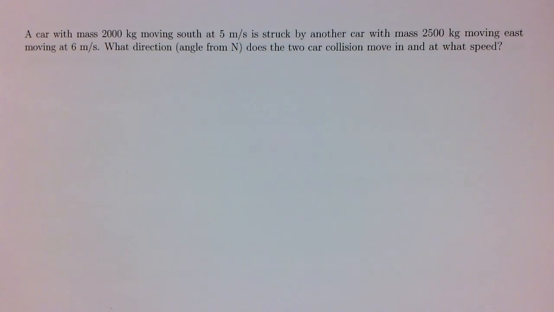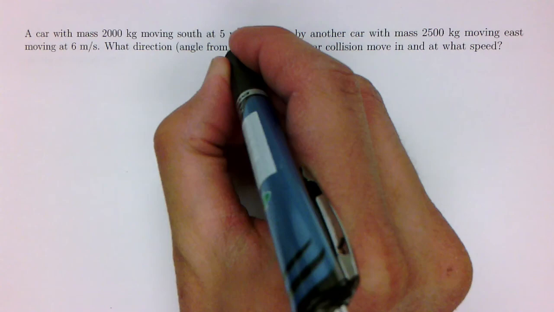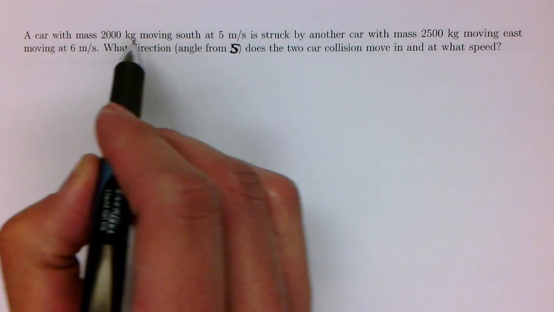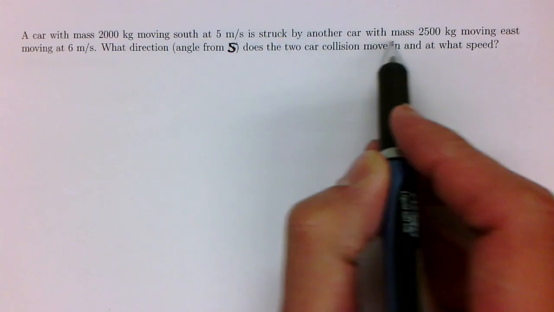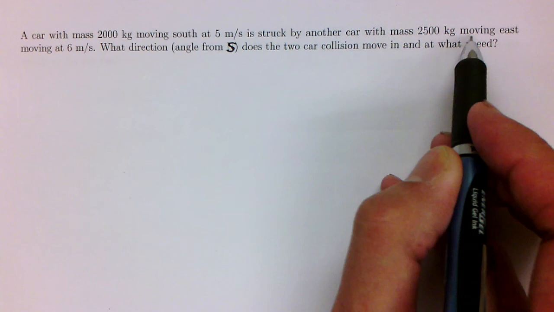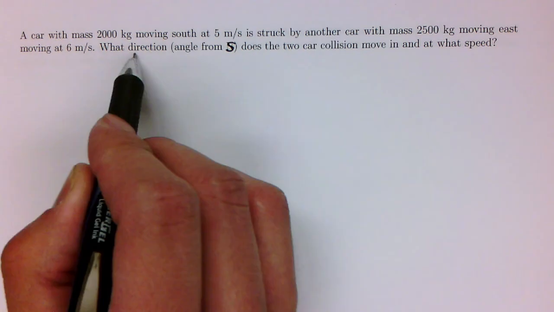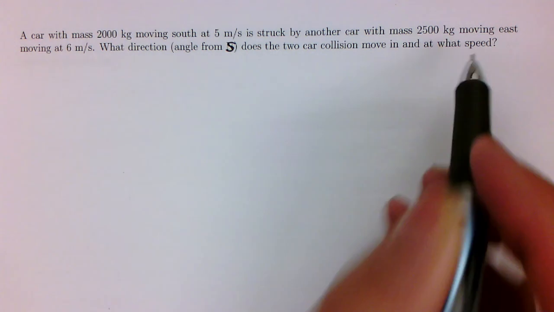Except now it's going to be in 2 dimensions rather than just simply 1. All right. So let me make a quick modification to this sheet. Okay, I'm going to shoot it from the angle south. A car with mass 2,000 kilograms moving south at 5 meters per second is struck by another car with mass 2,500 kilograms moving east, moving at 6 meters per second. Hopefully everyone's okay. What direction, angle from south, does the 2-car collision move in, and at what speed?